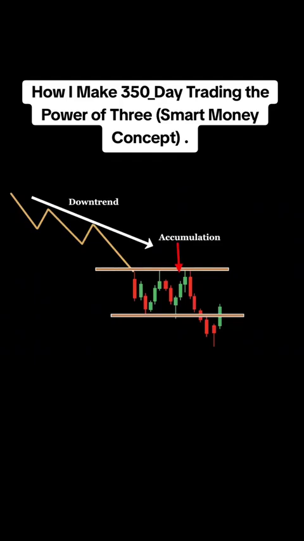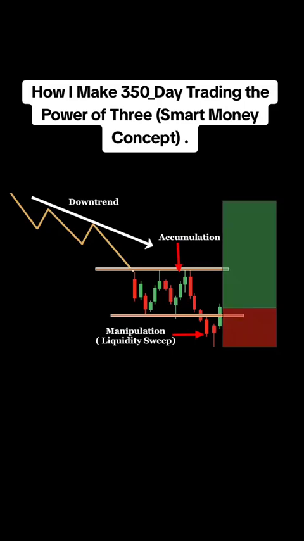Once a range forms, wait for a liquidity sweep, also known as the manipulation phase. After the liquidity sweep, enter at the close of the candle that returns inside the range. Set your stop loss below the recent low. Your target is the next key level. This way, you'll ride the acceleration phase, which is a markup.